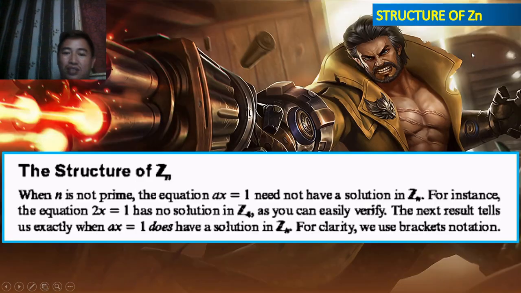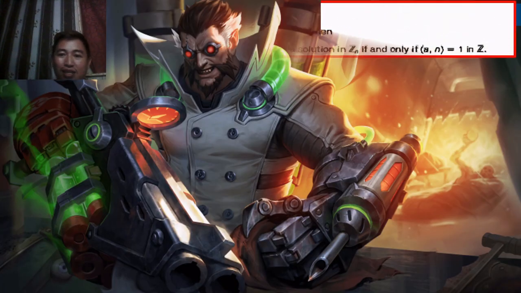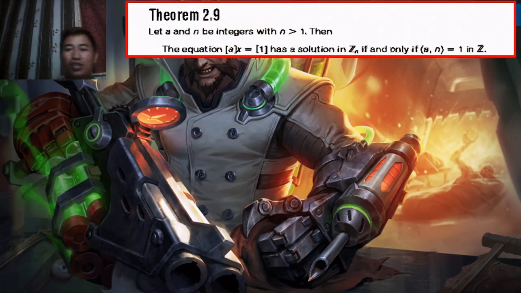Going back to the example, is the GCD equal to 1? Our a is 2 and our n is 4. The GCD of 2 and 4 is 2, and since it is not 1, there is no solution. Again, the class has a solution if the GCD is equal to 1.